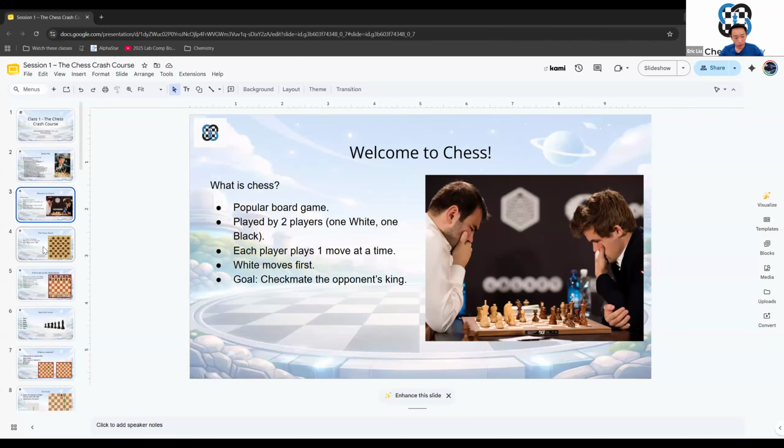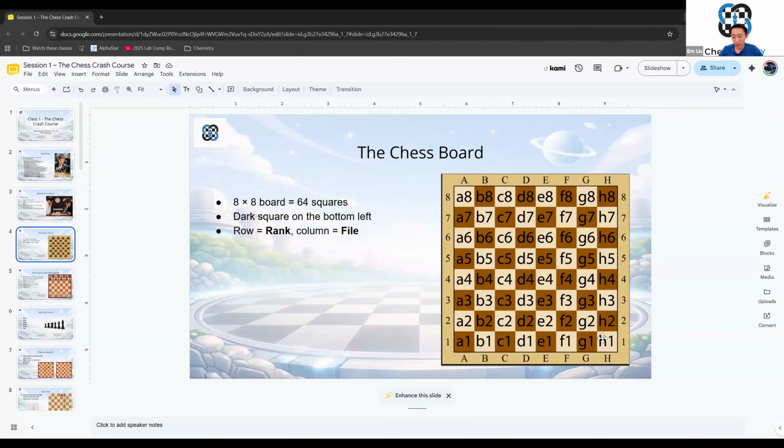So chess is a board game, right? And here is a chessboard. The chessboard has 64 squares. It's an 8 by 8 chessboard. 8 times 8 is 64. So that gives 64 squares. So there's 8 rows on a chessboard. There's 8 columns on a chessboard. That makes 64 squares. And half of them are dark squares, half of them are white squares.